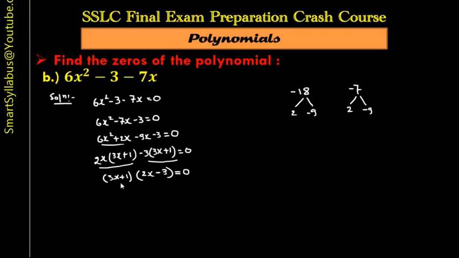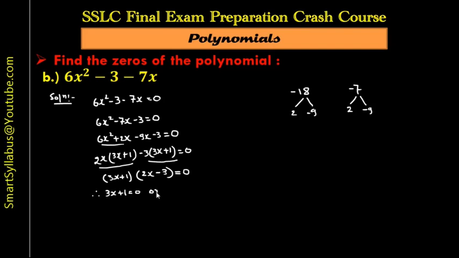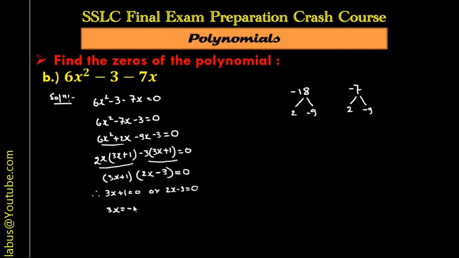That means either this bracket is 0 or this bracket is 0. Therefore 3x plus 1 is equal to 0, or you can say 2x minus 3 is equal to 0. Now from this, write 3x, send minus 1 on the other side, so we get 3x is equal to minus 1. X is equal to minus 1, cross multiply 3, so minus 1 upon 3. So this is one of the zeros.